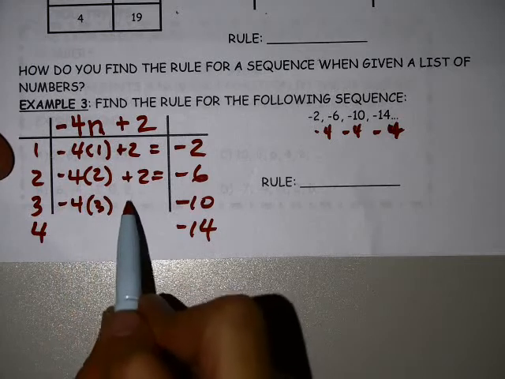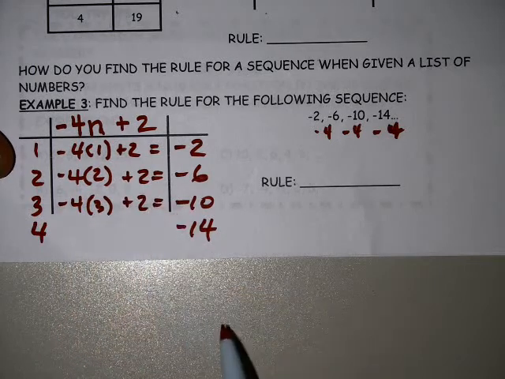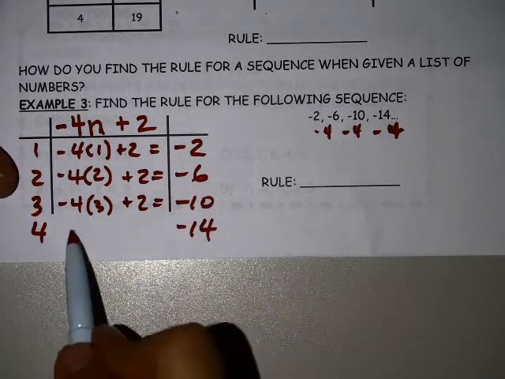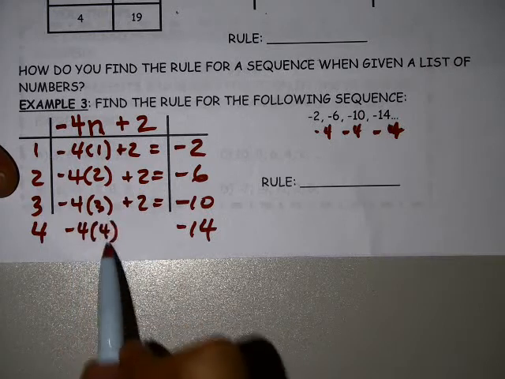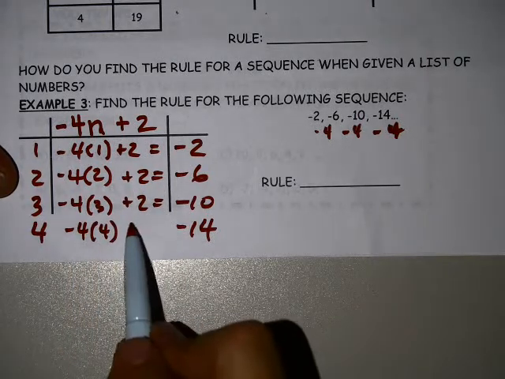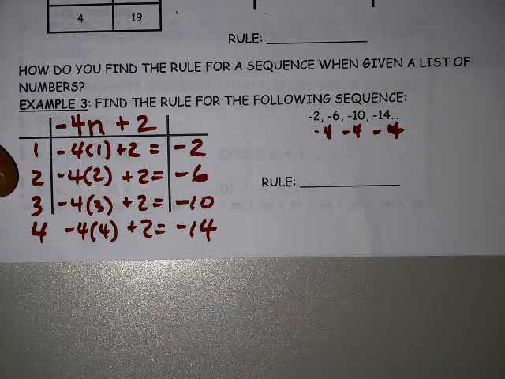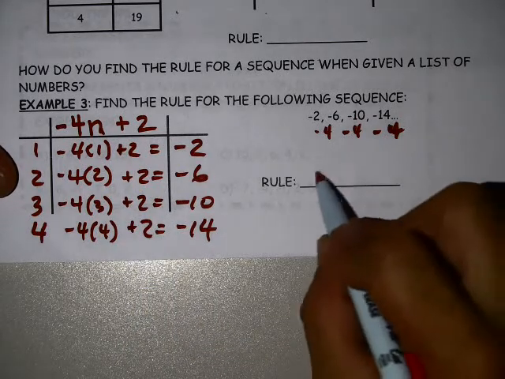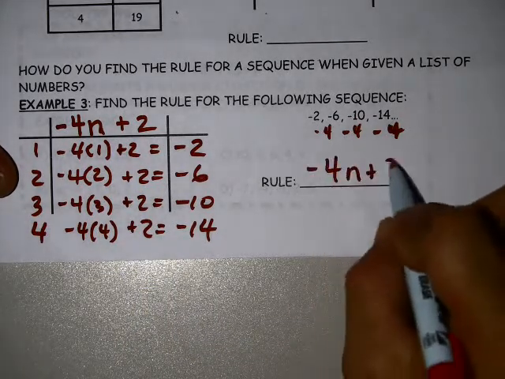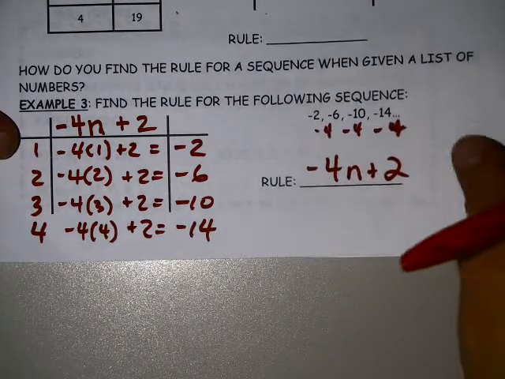Negative 4 times 3 is negative 12. And negative 12 plus 2 is negative 10. And the last one, negative 4 times 4 is negative 16. And negative 16 plus 2 is negative 14. So our rule for this one is negative 4n plus 2.